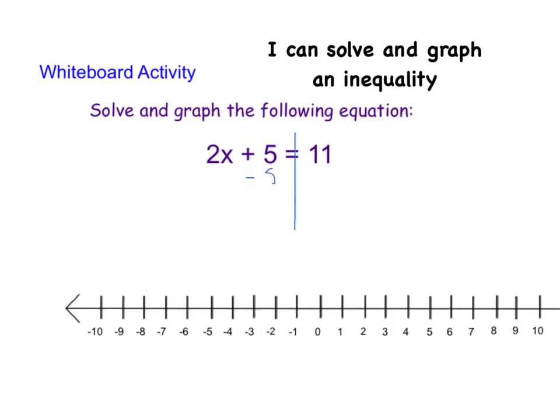So in this case, we would subtract 5 to get 6. So 2x equals 6, divide by 2, so x equals 3, and graphing it on a number line, we would just put a closed circle at 3. If you can do this, you can solve an inequality.